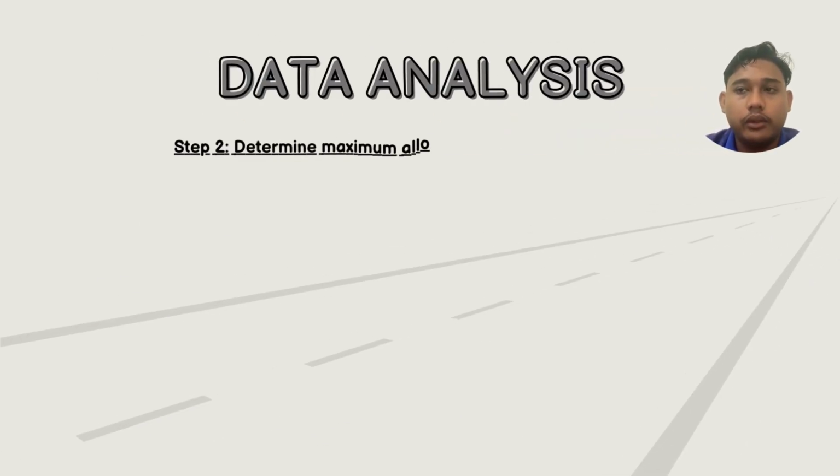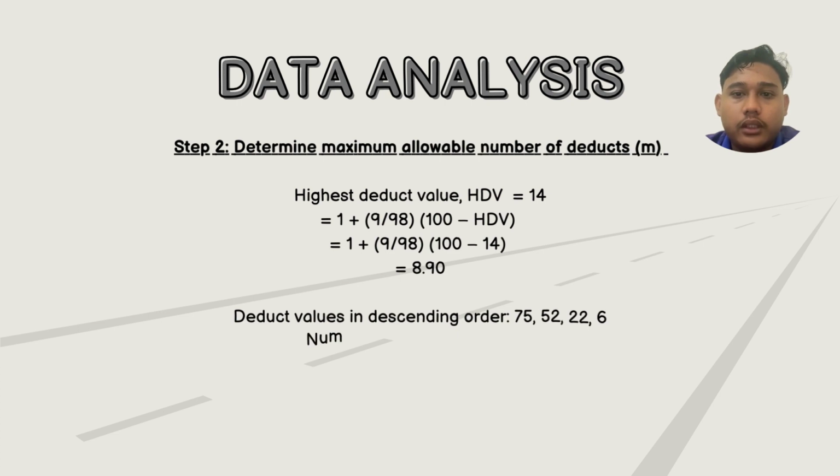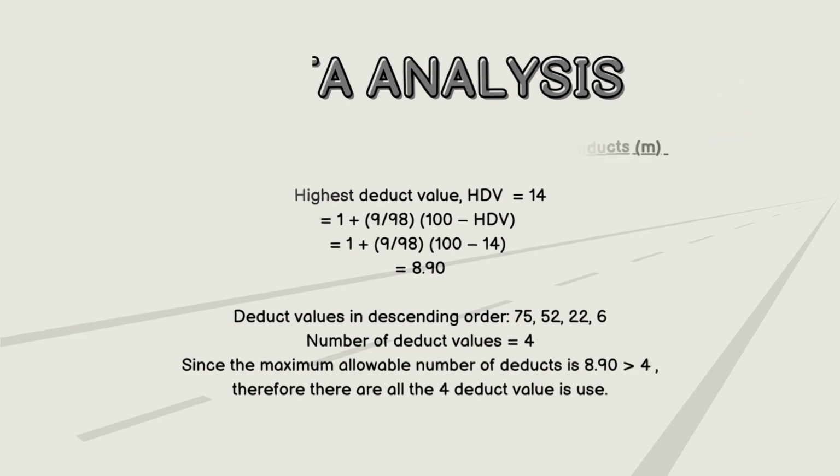So step 2 is determine maximum allowable number of deduct. The highest deduct value is 14, and the final answer for maximum allowable number of deduct is 8.9. The deduct values in descending order are 75, 52, 22 and 6, and the number of deduct values is 4. Since the maximum allowable number of deduct is 8.9, more than 4, therefore all the 4 deduct values are used.